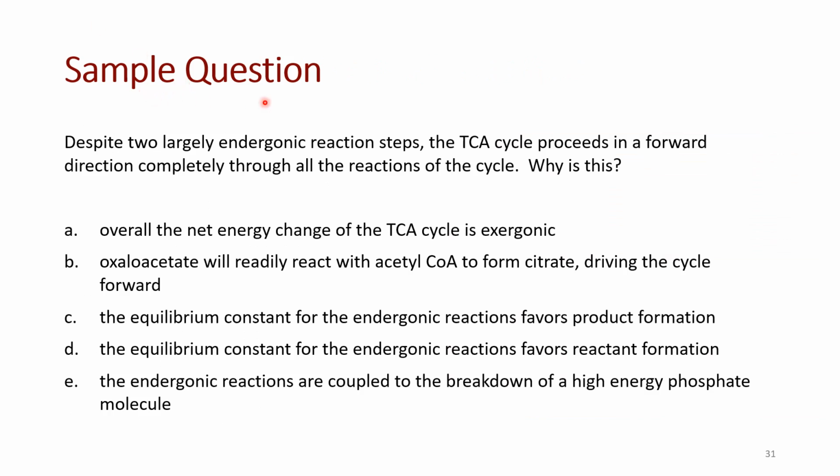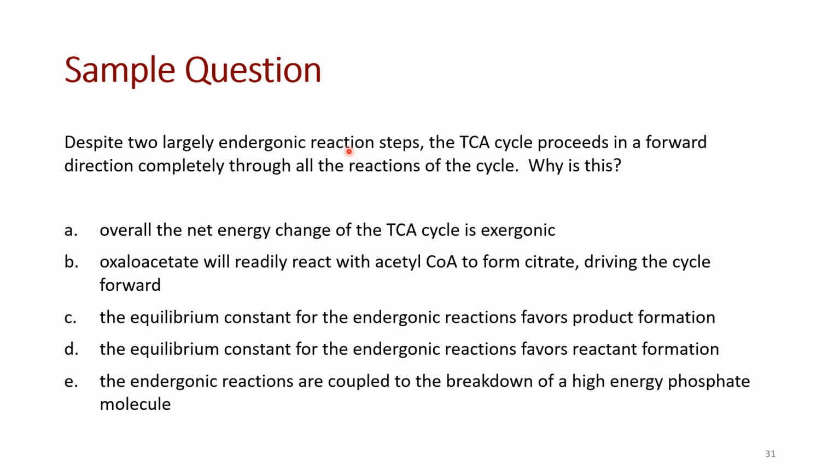Let's look at a sample question where we can get a couple of these comments out here. Despite 2 largely endergonic reaction steps, the TCA cycle proceeds in a forward direction completely through all the reactions of the cycle. Why is this? Wow. Okay, so what are endergonic reaction steps? What does that mean? Endergonic, positive delta G, and there are 2 of them. And we know that positive delta G reactions favor the reactant, not the product. And so the question says, if you're going to get stuck with a reaction that favors the reactant, how can the cycle move forward?